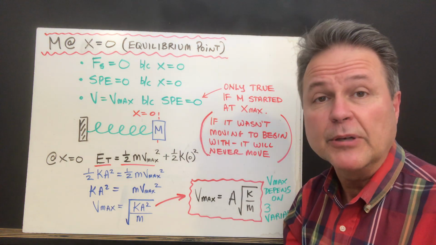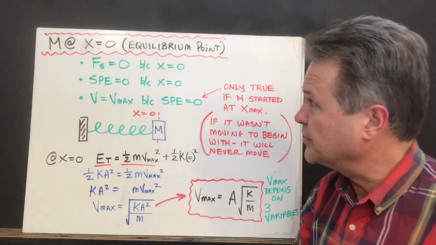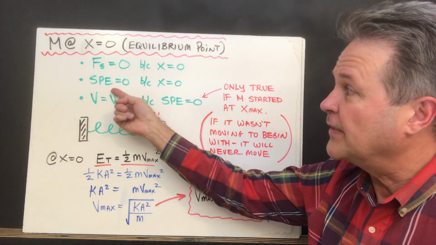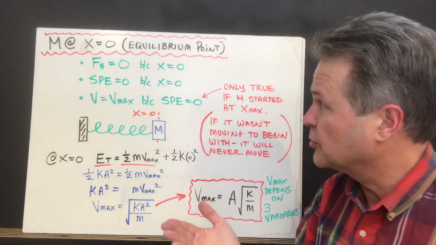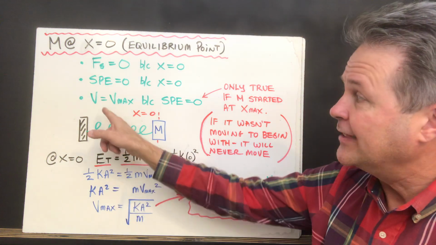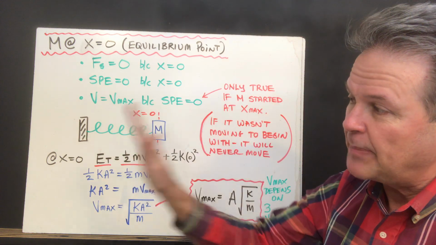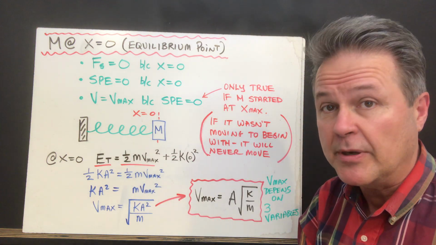What do we know at the equilibrium point? Well, at the equilibrium point, there is no restoring force, and that's because we are at the equilibrium point. We have no stored energy because the spring is neither compressed nor stretched, and again, that's because we are at x equal to 0. And the velocity is going to be maximum at that point. As this is moving back and forth, the maximum velocity occurs at the equilibrium point.